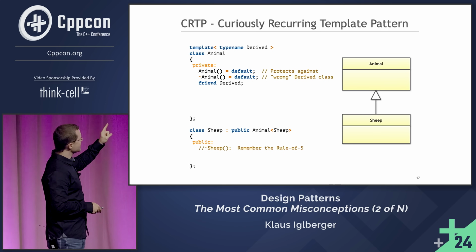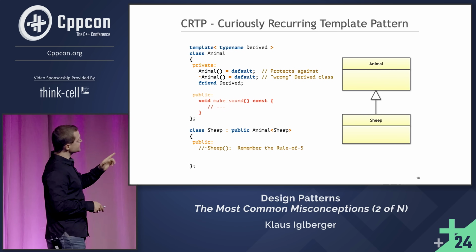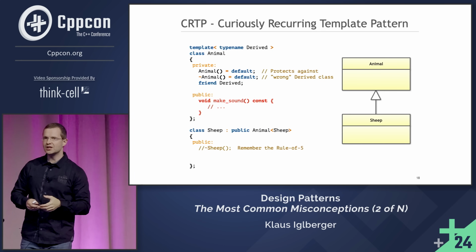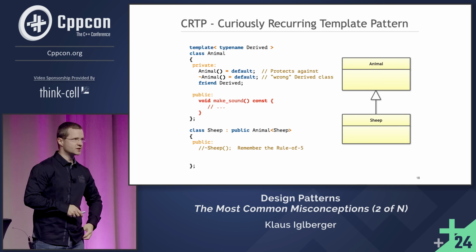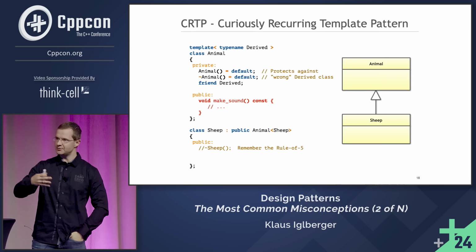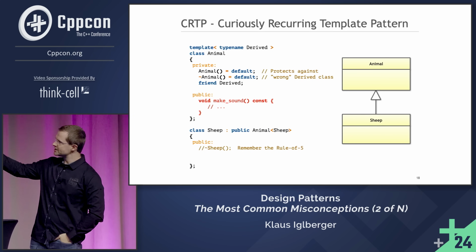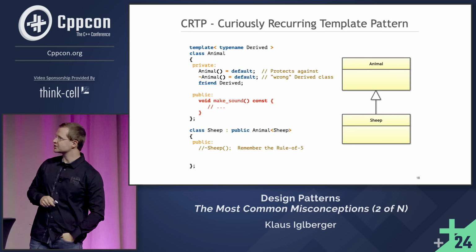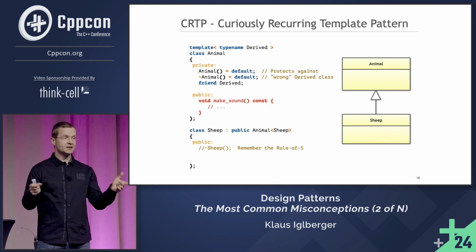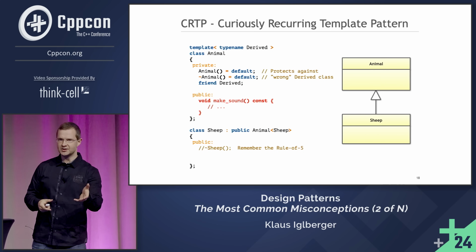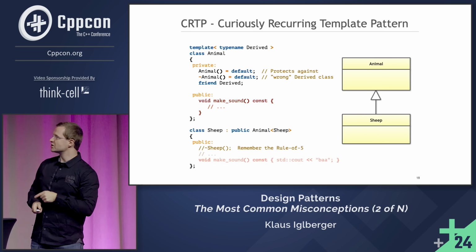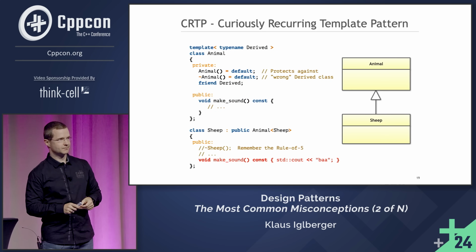Remember the rule of 5. Leave it away. So now, in a base class, of course, we have the functionality that all of the derived classes should have. Yeah, it's an interface. It's an abstraction of animals. So let's say that we want to have a make sound function. But in a base class, I have no idea what I want to do. So it's an interface only. The real implementation, of course, is in the derived class.